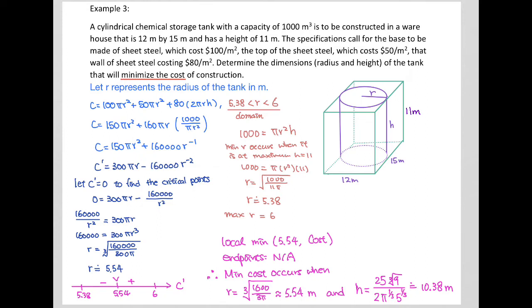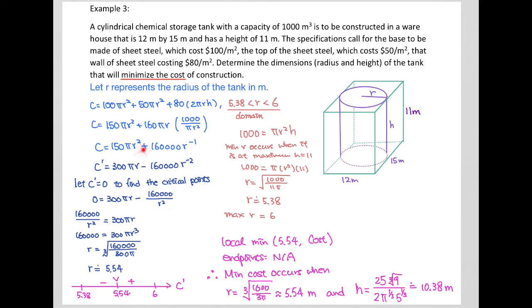However, since there is a warehouse, that means the maximum height we can only have is 11. So we're going to try to find, if the height is already at the maximum, what will be the minimum radius we can have. So substitute 11 into the volume equation, we will find the radius must be 5.38 because we need to have a volume of 1,000 meter cube. So we know the lower bound for the radius will be 5.38.